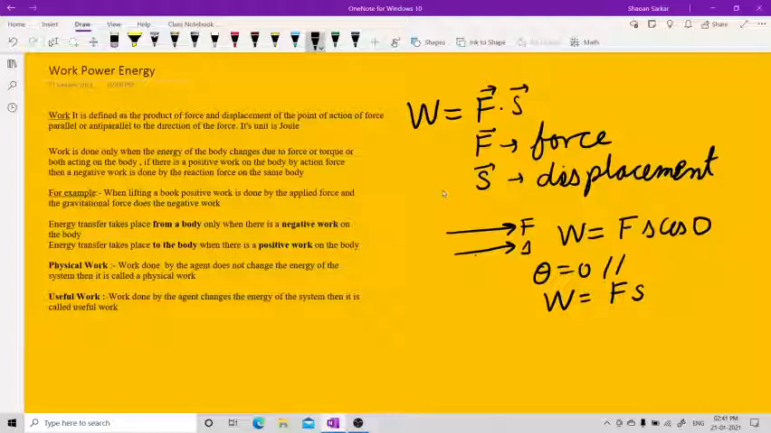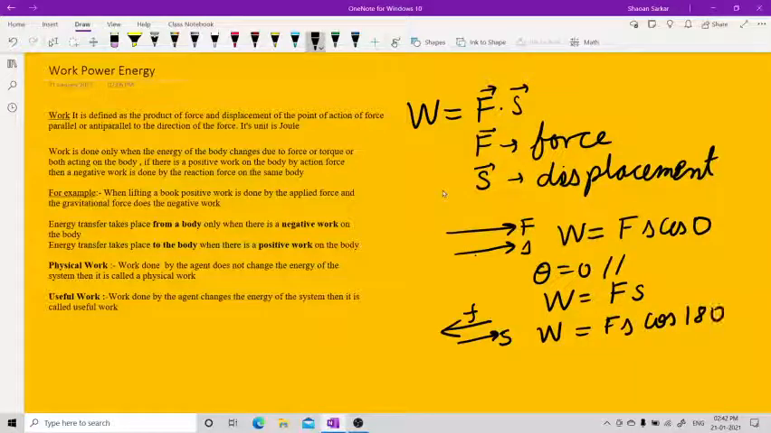Now anti-parallel. Suppose there is a frictional force being applied here and the displacement is done. Then what is the work done by the frictional force? This is Fs cos 180, and because they are anti-parallel, theta is 180. They are just anti-parallel to each other. So work will be the negative of Fs. Now this is what it means by parallel or anti-parallel.